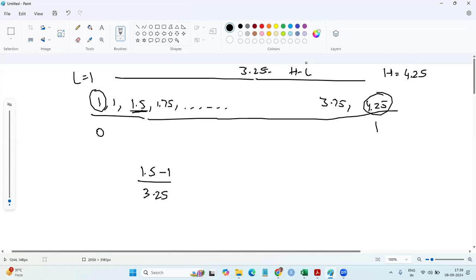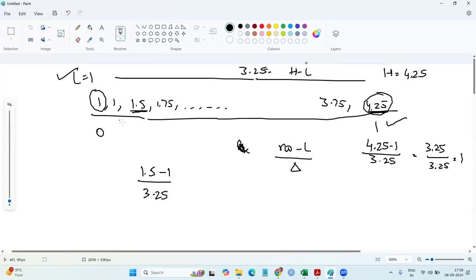First cross check. When you apply this, my formula is, whatever the number is, number minus capital L, divided by the range. See what will happen. 4.25 minus 1 divided by range 3.25. Will it become 3.25 by 3.25? It will become 1, correct? Check it out here. 1 minus lowest value 1 divided by 3.25 becomes 0. What will happen to 2? If there is a value of 2, 2 minus 1 divided by 3.25. Accordingly, it will come. So please check.